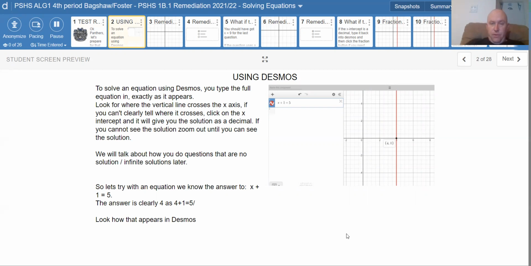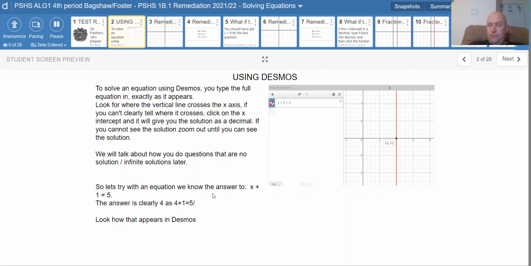Now, if you choose to do this for the retake, though, we are going to limit the score that you can get because you're not showing the full set of skills that you need for later things. But we are going to give credit for students that can show that they understand how to use the Desmos calculator for this. So as an example here, it says x plus 1 equals 5.